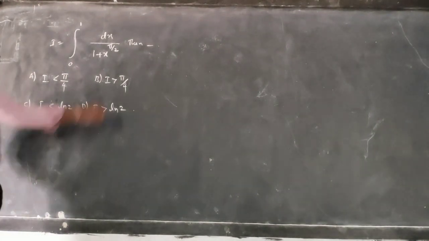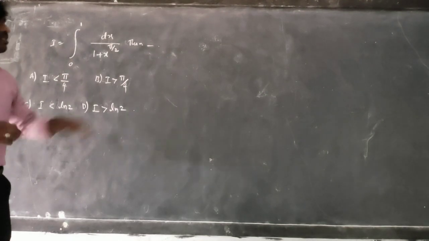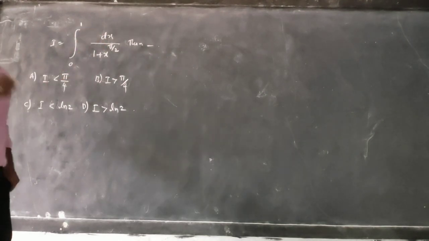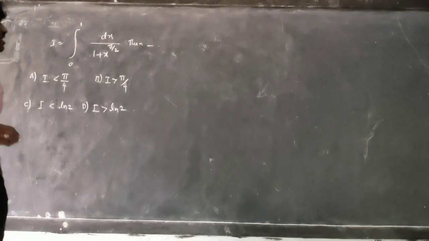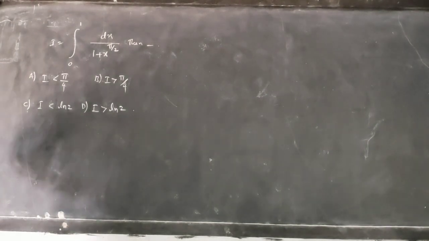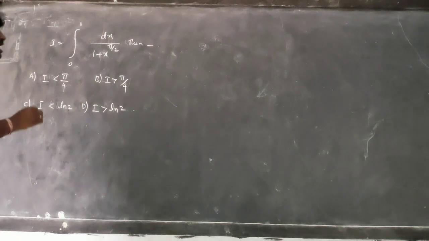See here, when you see this question, you can come to know this cannot be integrated, because 1 upon 1 plus x power pi by 2 is there. We cannot do integration of this one. So if you cannot integrate it, how to deal with it? By using the previous property. What is the property that I am using here?